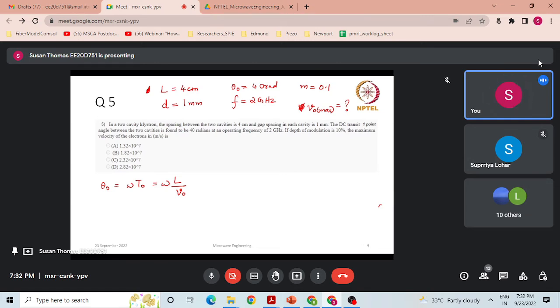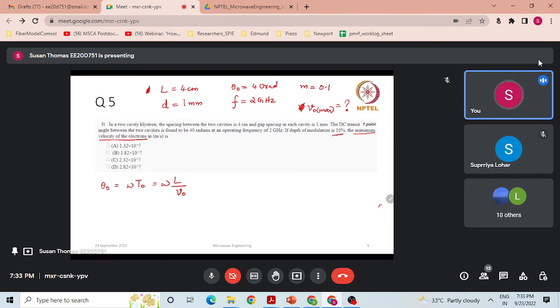As the modulation happens, during the positive cycle there is a maximum velocity, during the negative cycle there is a minimum velocity, and during zero crossing there is no change in velocity. So you are being asked to find the maximum velocity. Please note this point: we are not asked for just the velocity of electrons leaving the cathode. We are being asked for the maximum velocity of the electrons if the modulation depth is 10%.